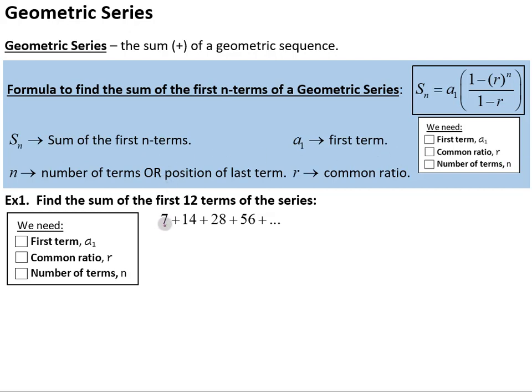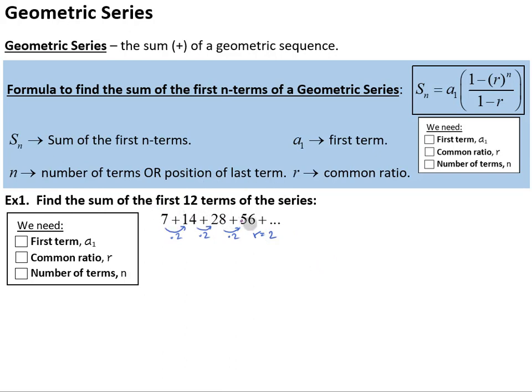If we had the numbers 7, 14, 28, 56, etc., this has our nice geometric pattern where they are multiplying to go from one to the next. So in this case, they're multiplying by 2 over and over again, and so we have a common ratio of 2. So r is positive 2. Okay, so it is geometric, but we're trying to add a bunch of terms, and this particular question wants us to find the sum of the first 12 terms.